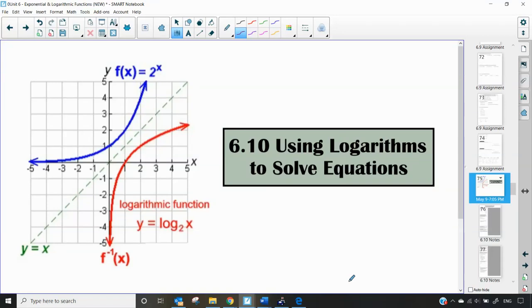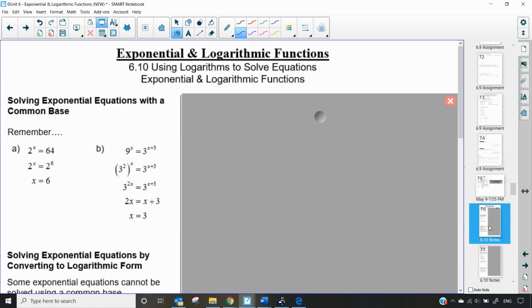Welcome back, guys. So today we're going to be looking at topic 6.10, which is on using logarithms to solve equations. Now, in this lesson, we're going to be taking everything that we've been working on in the last few lessons, looking at how to convert from exponential form to logarithmic form using our log laws, and we're going to use all of those things to combine them together to solve equations. All right, so let's jump right into it.